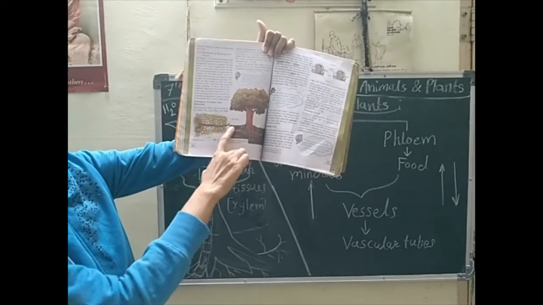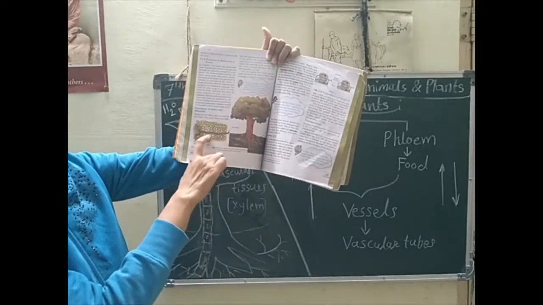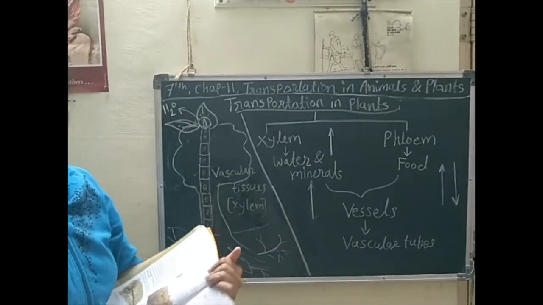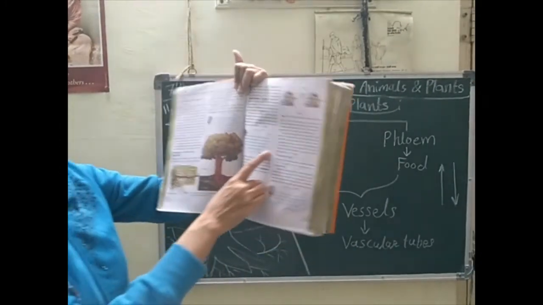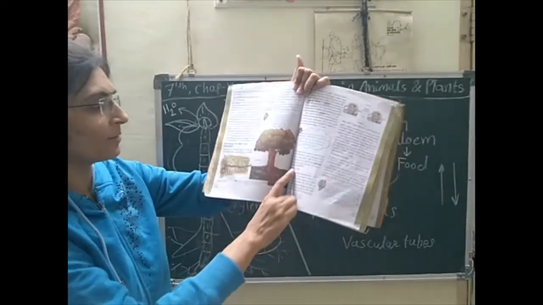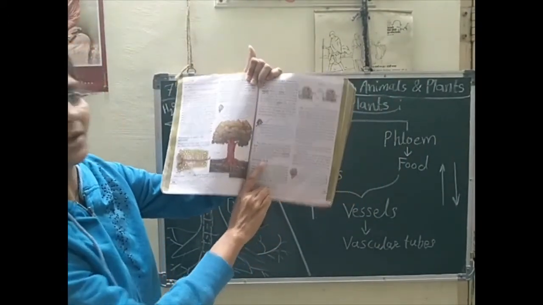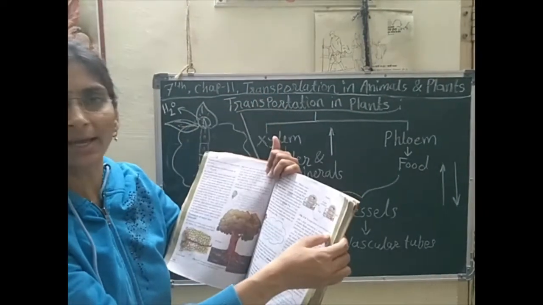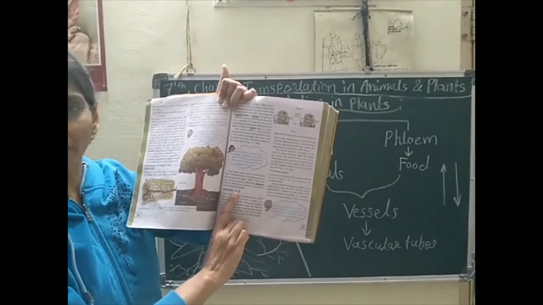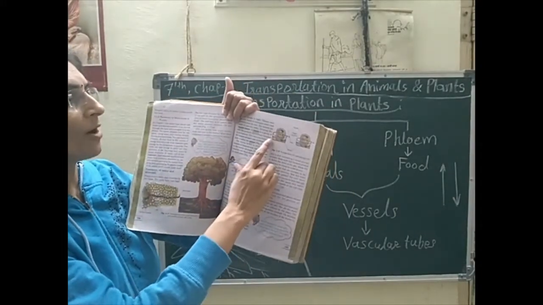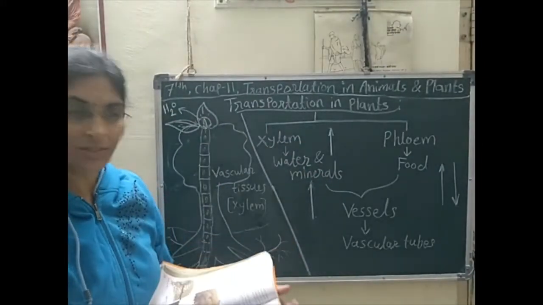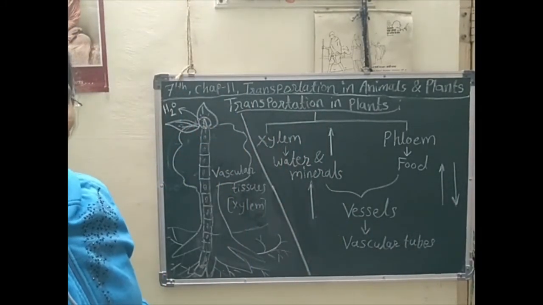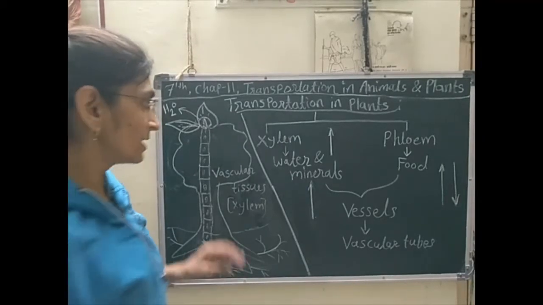It is the diagram of root. Root hair is present here. So xylem work and phloem work for the transportation, and how it work. For that one activity is given, that is activity of transportation of water through the cells. This is activity number 11.3, and for that activity potato is used. So you have to take one potato for that. You have to take one potato in this manner.